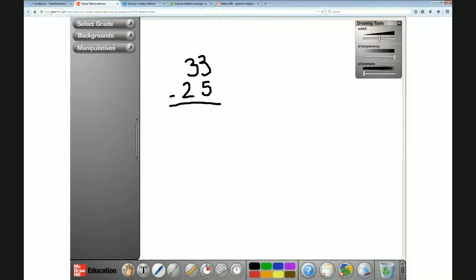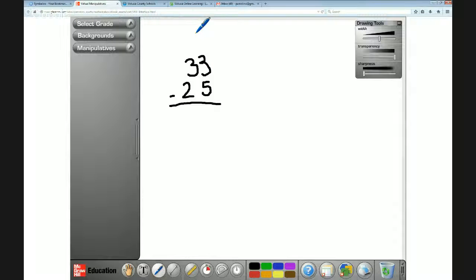I wanted to do a couple subtraction with regrouping problems. I'm using this really fun website that lets you use manipulatives to do your math problems. I will include this website's address in the description of this video.